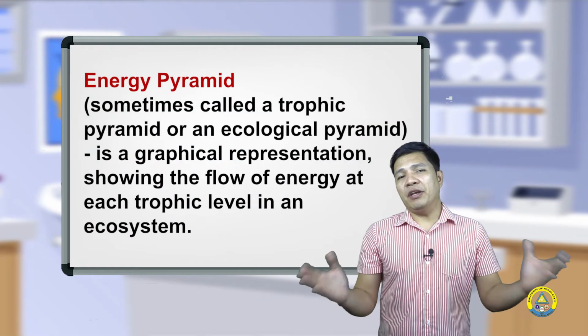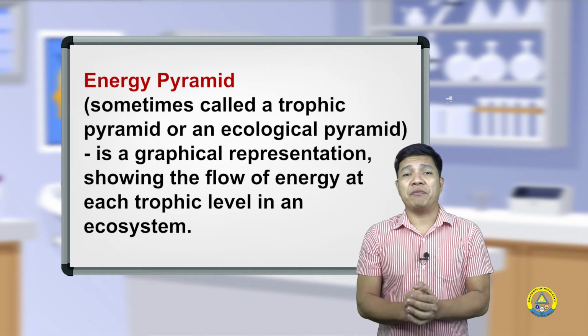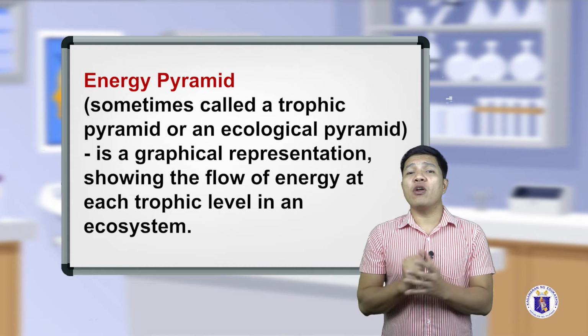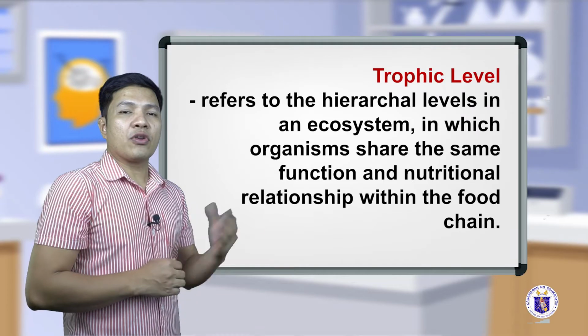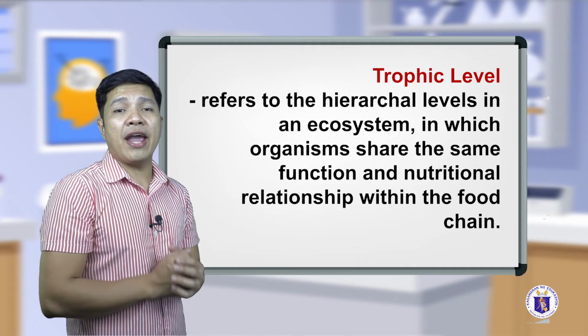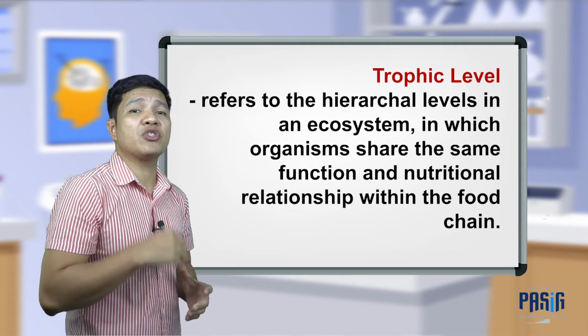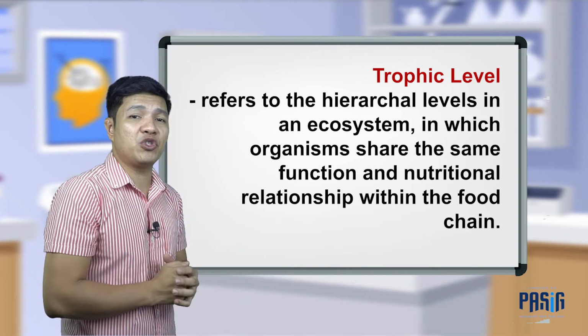An energy pyramid, sometimes called a trophic pyramid or an ecological pyramid, is a graphical representation showing the flow of energy at each trophic level in an ecosystem. Trophic level refers to the hierarchical levels in an ecosystem in which organisms share the same function and nutritional relationship within the food chain.